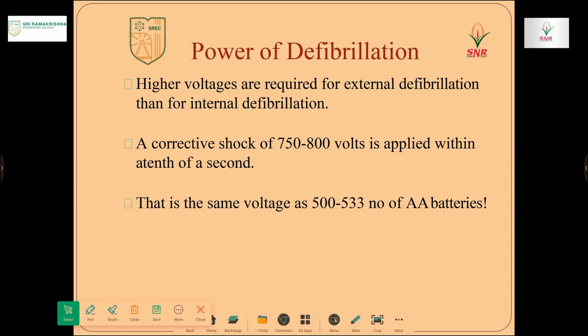So, the power of the defibrillator. A higher voltage is applied through external defibrillation, and with the help of that we can deliver a shock towards the heart. Usually the corrective shock of 750 to 800 volts is applied within a tenth of a second. The same voltage we can apply in AA batteries, such as 500 to 533.